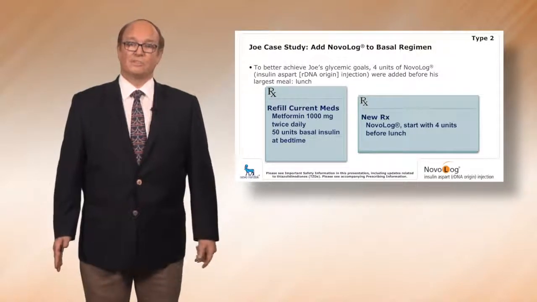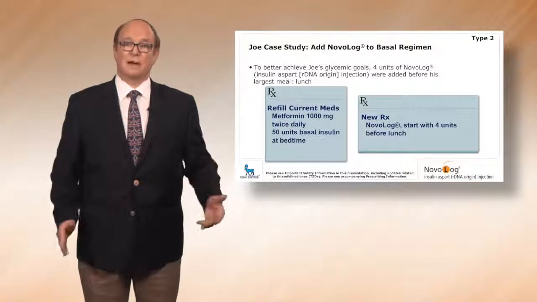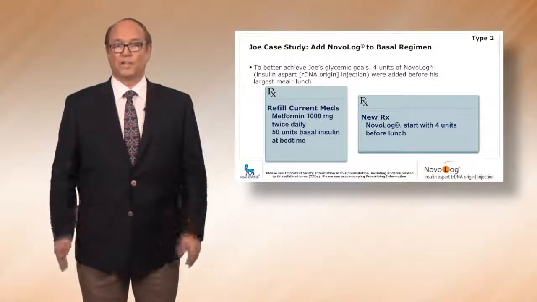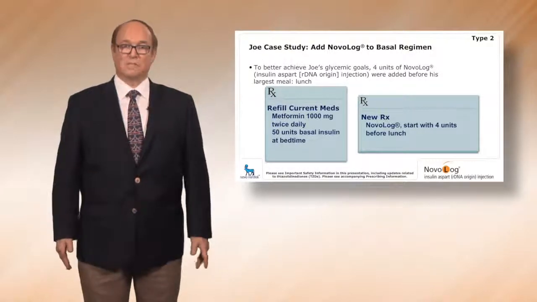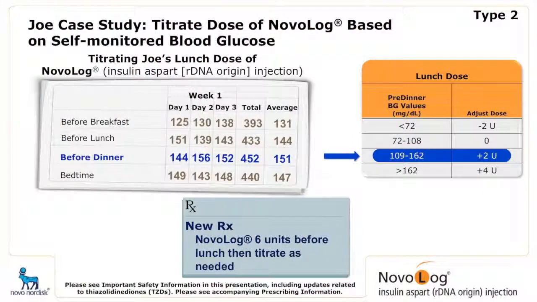Remember that insulin dosing may vary from patient to patient. Therefore, all dosing and monitoring should be individualized to meet the needs of the specific patient. Because Joe added Novolog before lunch, he's instructed to measure and record his blood glucose levels just before dinner, and those values average about 151 during his first week.